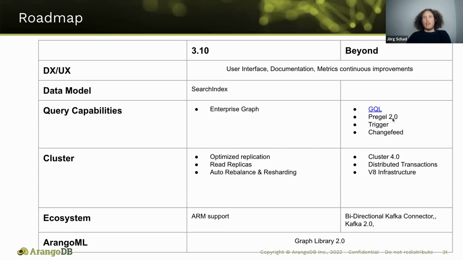Pregel 2.0, so we'll improve our Pregel framework and implementation. We'll supply you with triggers and change feeds. So you can basically imagine you're building a Kafka pipeline, saying all the changes I'm doing to any document I want to feed into this Kafka pipeline. This is something you can do with this feature.